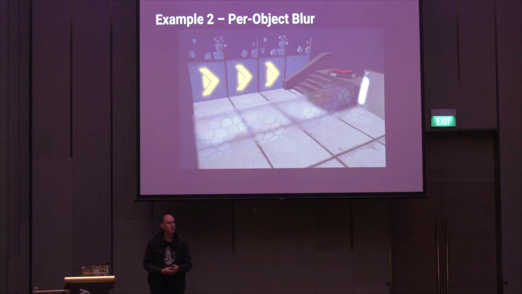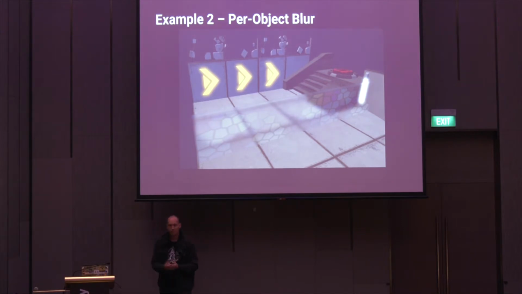I'm going to do this per object blur or per object bloom, depending on how you look at it. We can see that in these arrows and this light here, I've got this nice glow effect. This is something that gets asked for a lot. People want to just have something that glows. They don't want to blur or bloom the whole buffer. They just want to do it to certain objects.